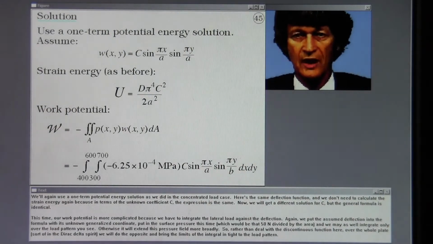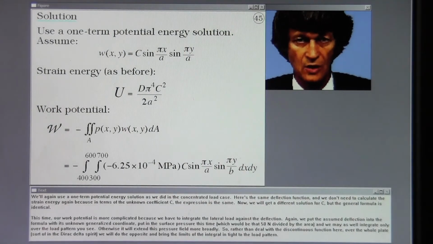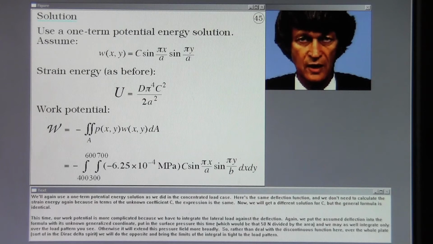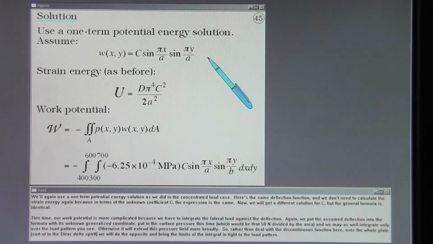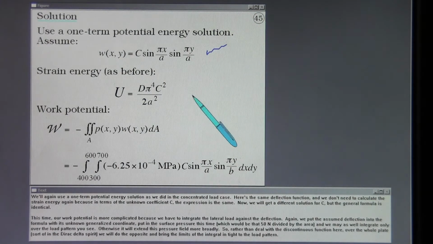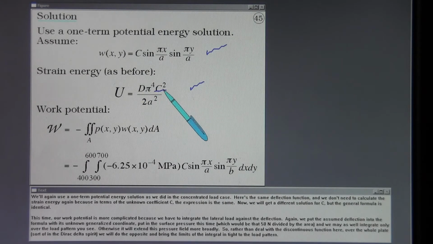We'll again use a one-term potential energy solution as we did in the concentrated load case. Here's the same deflection function. And we don't need to calculate the strain energy again, because in terms of the unknown coefficient C, the expression is the same. Now, we will get a different solution for C, but the general formula is identical.